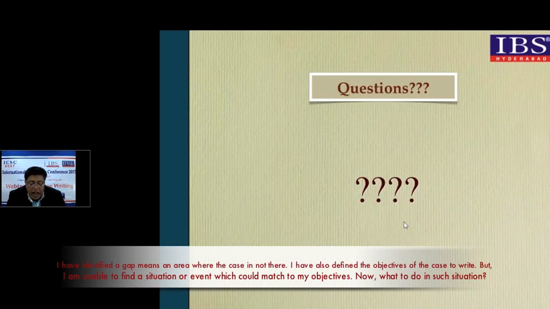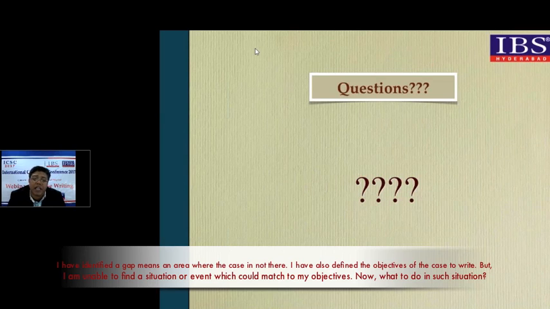Another question is, I have identified a gap, meaning an area where a case is not there. I have also defined the objectives to write the case, but I am unable to find a situation or event which could match my objectives. Now what do I do in such a situation?